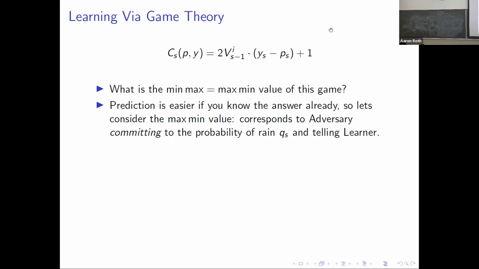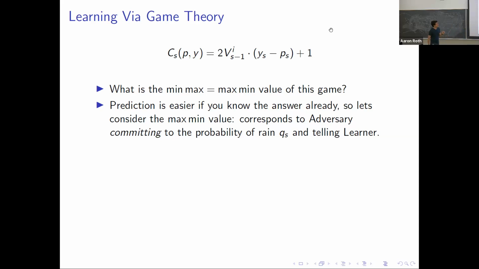Now, what does it mean that the adversary goes first? It means that every day the adversary commits to and announces the probability that it's going to rain today. And only then does the learner need to make their prediction. And it is so much easier to predict the probability it's going to rain if someone has already told you the probability it's going to rain. And that is what's happening in the world in which the adversary goes first.